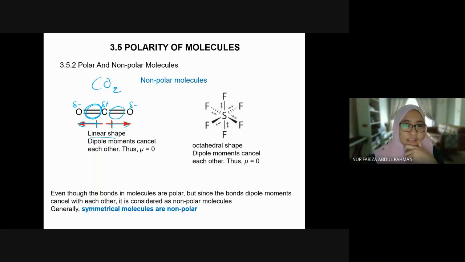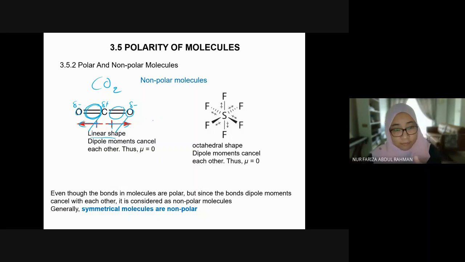Okay, alright. So this is what we call magnitude. The electronegativity is the magnitude. Okay, so they are pointing in different directions there, so it can be cancelled out, right? It can be cancelled out.